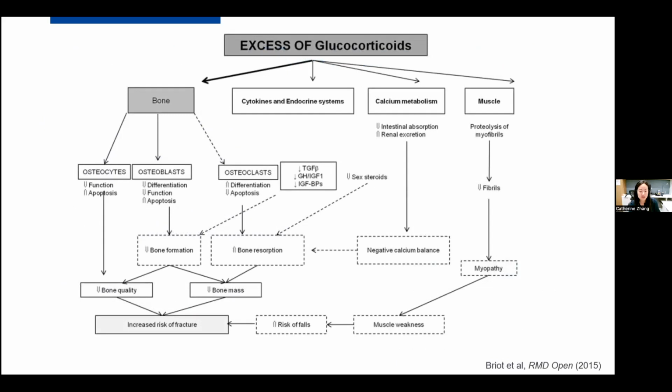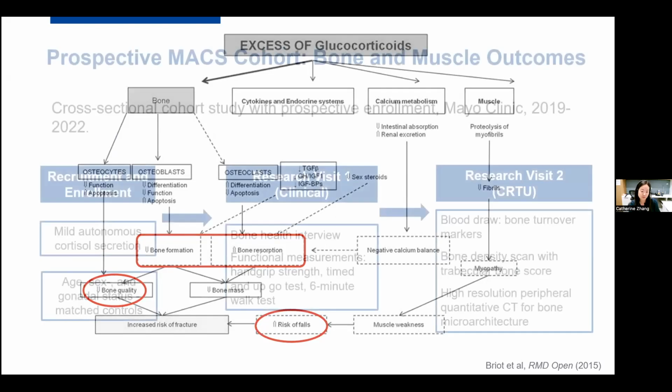So this suggests that other skeletal parameters may be important in mediating fracture risk in MACS, and this is from a review looking at patients who are on exogenous glucocorticoids. So some things to think about: bone turnover markers, bone quality, and perhaps muscle weakness and an increased risk of falls.